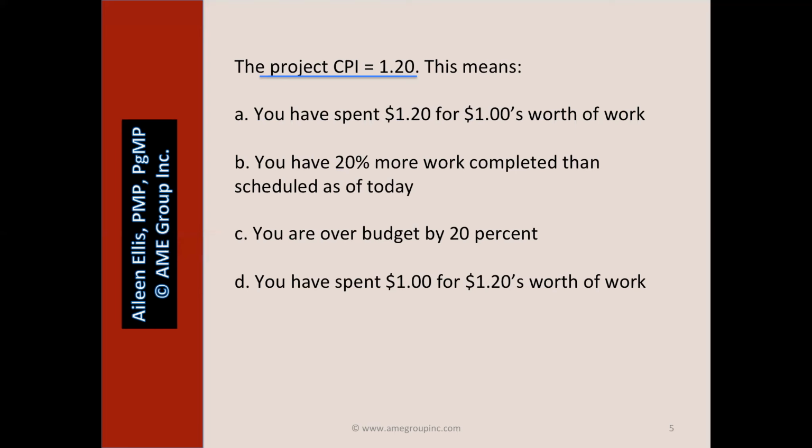A, you have spent $1.20 for $1 worth of work. Well, that's bad from a cost standpoint. A is wrong. B, you have 20% more work completed than scheduled. B is about schedule, not cost. C, you are over budget by 20%. C is about cost, but that's bad. D, you've spent $1 for $1.20's worth of work. That's what a CPI of 1.2 means. For every dollar you spend, you're getting $1.20 of value.